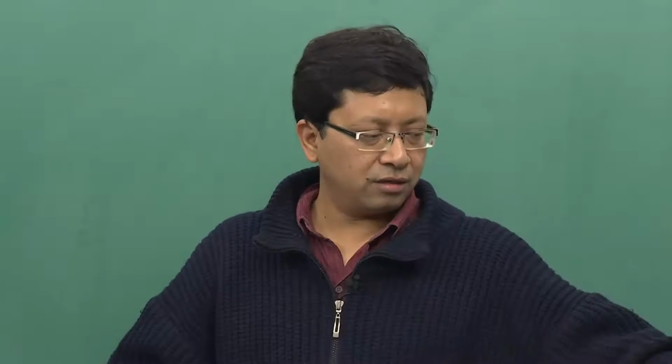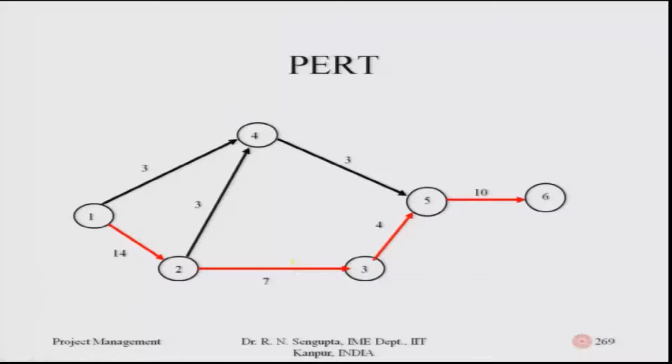So, if I draw it using the diagram which is there, and now the critical path is being denoted by the red lines. So, the critical path is basically 1 to 2, 2 to 3, 3 to 5 and 5 to 6. If I consider the total number of days, it will be 14 plus 7, 21, 21 plus 4 is 25, 25 plus 10 is 35. So, the total number of days required critical is 35.